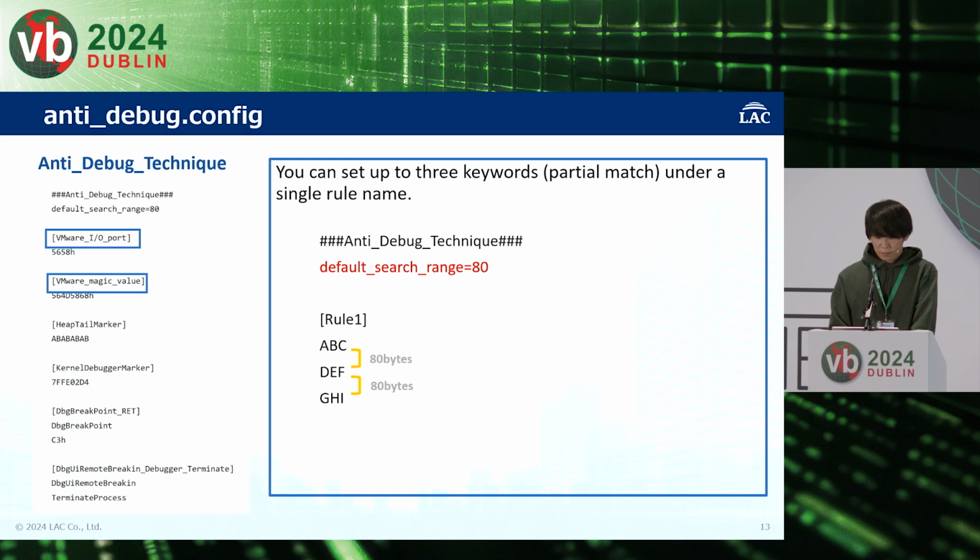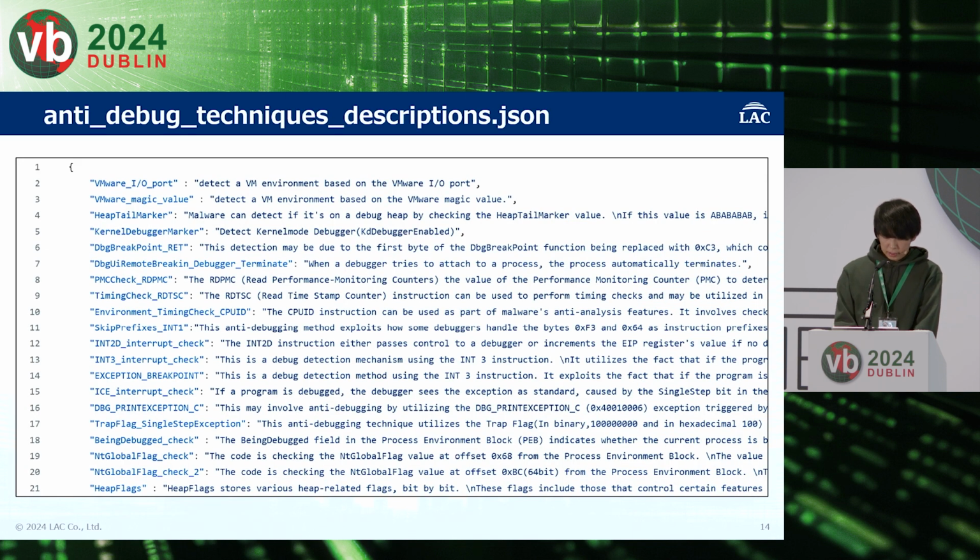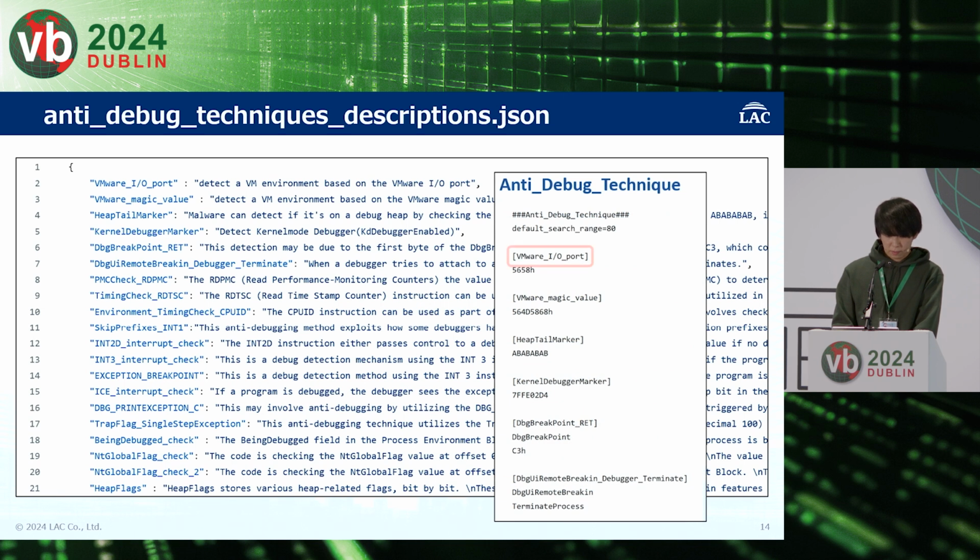If you want to set a custom search range instead of using the default value, you can specify the search range with an equals value at the end of the keyword you have set. This allows you to change the search range for each rule you have configured. The search targets include disassembly, opcode operands, comments, and APIs based on the import table. These files contain the descriptions of all rules listed in anti-debug technique. The values defined in this file can be referenced on the disassembly screen, allowing you to check the detailed information of the rules.